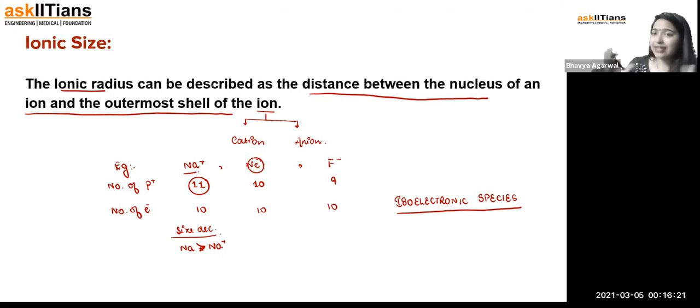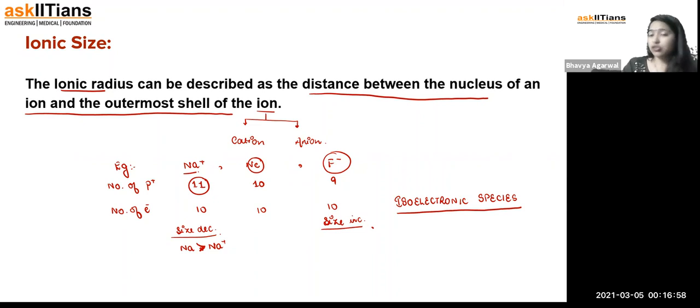Now, neon is as it is, it will have the same number of protons and electrons. Now, for fluoride, what will happen? Since the electrons are more, more repulsions will be there. More electrons would mean more repulsions. Now, if the repulsions are more, what happens? The electrons will move away from the nucleus because of repulsions, right? If they move away, their size increases.